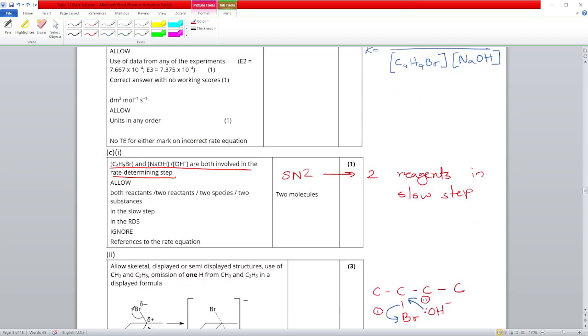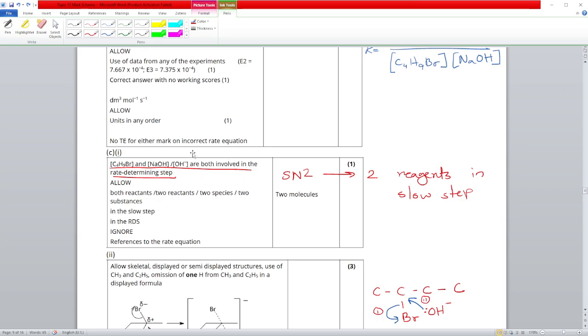This is SN2. Use the data from experiment 1 to, oh wait, no, this is C. State why the reaction of 2-bromobutane with aqueous sodium hydroxide being second order indicates an SN2 mechanism. Anything that is SN2 is always second order. So, how would you phrase that? By saying that the C4H9Br and the NaOH, or the OH minus, either will work, are both involved in the rate determining step.